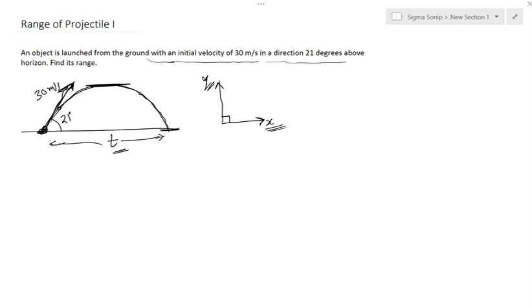And when this vertical motion brings the object back to the ground, your flight ends. So your time of flight, I'll write this right here because it's a very important thing to keep in mind, is determined by the vertical motion.